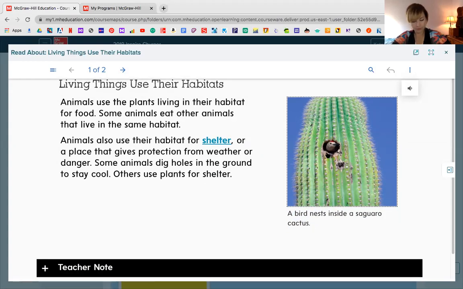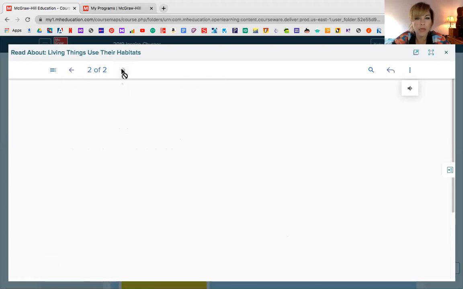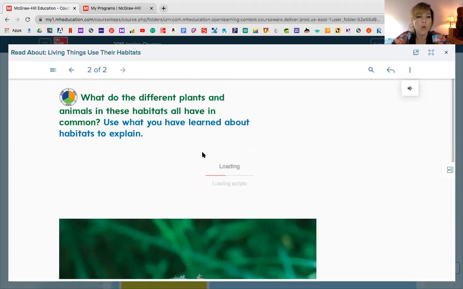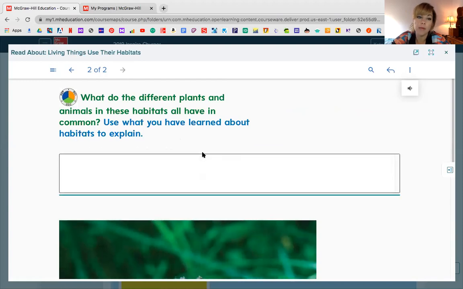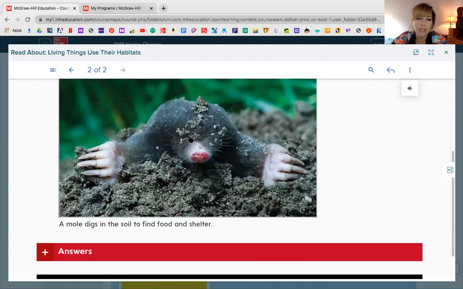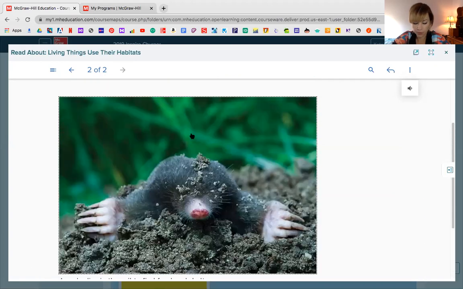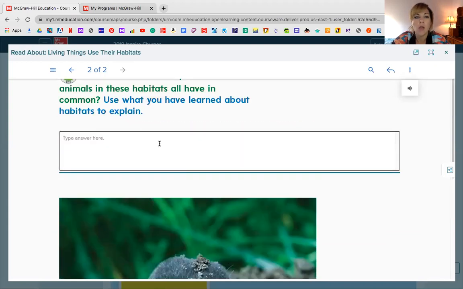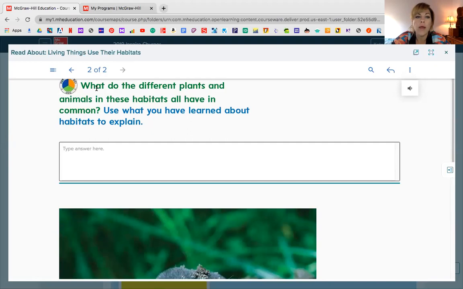That's really cool. I think there was a question. Oh, it's on the next page. The question says, what do different plants and animals in the habitats all have in common? So in these habitats, what do they have in common? Use what you've learned about habitats to explain. Oh my gosh, look at this mole. He digs in the soil to find food and shelter. So think about this mole and then the bird that was in the cactus.